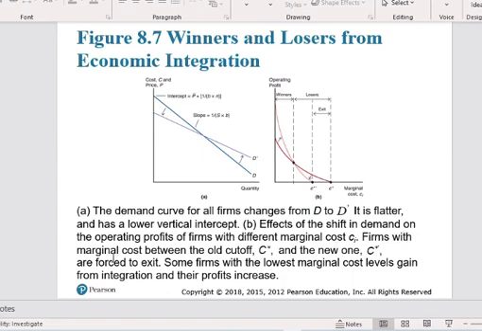So the effects of the shift in demand on the operating profit of firms with different marginal costs C. A firm with marginal cost between the old C and the new C will be staying in the market. One just makes more profit, the other one less. But any business or firm operating beyond the C star, if the cost is even higher than the C star, will be forced to exit the market. And some firms with the lowest marginal cost gain from the integration and their profit will increase.